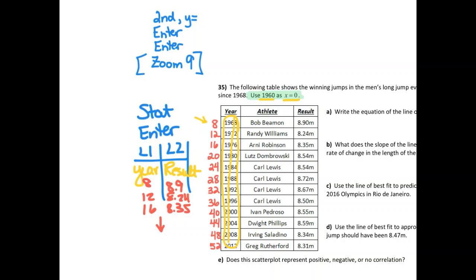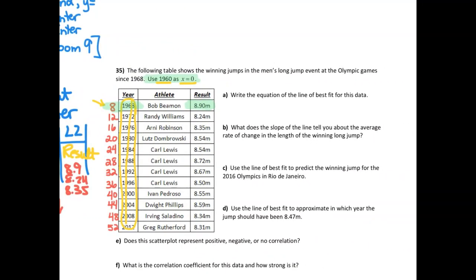When I look at my graph, that first dot, and you might want to make a note of this, that first year in 1968, his score was much higher than any other score throughout that time frame. That dot looks a little out of place, but it is actually accurate to the data that we have here. So part A asks you to write the equation of the line of best fit.